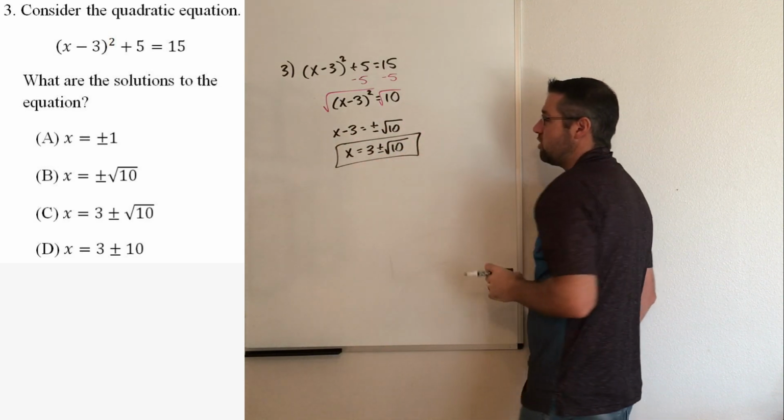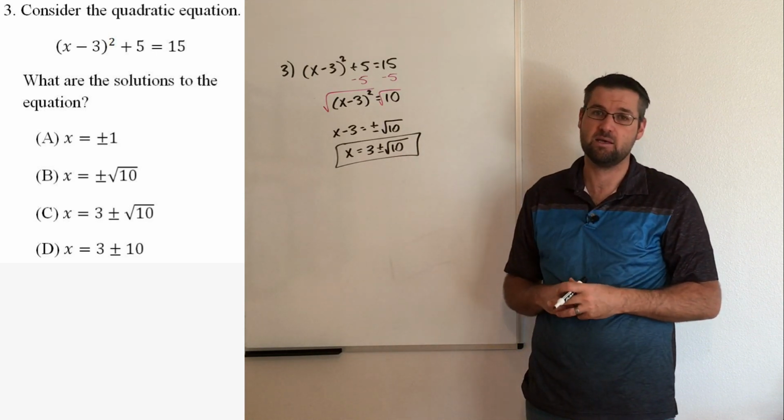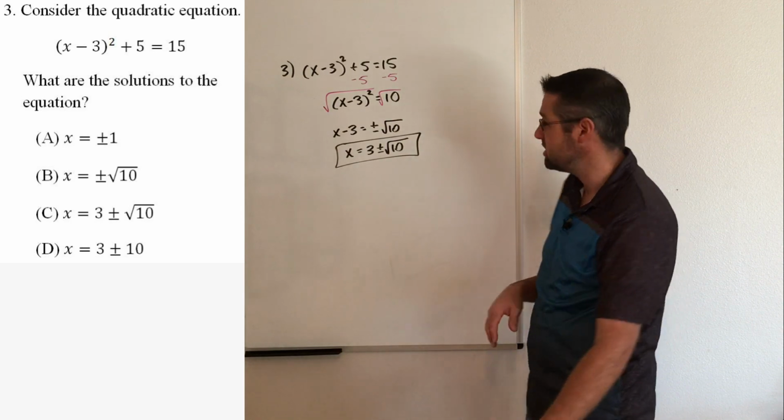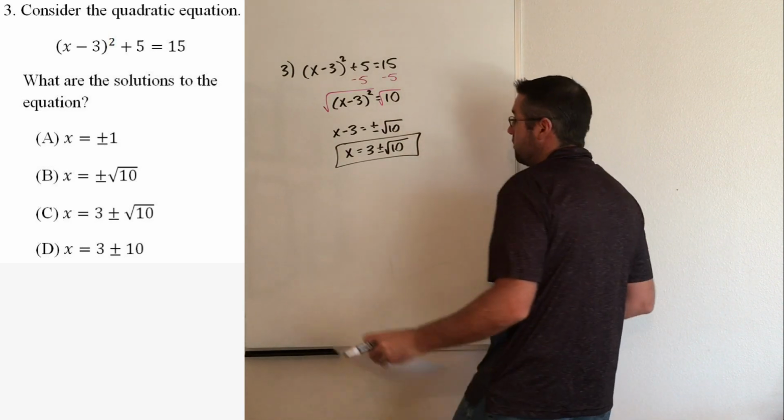So this is an indication: if you were to solve this by factoring, it wouldn't have factored because you have a radical in the answer. So you would have had to use the quadratic formula if you were going to expand this out and put it in standard form. So that answer was C there on the review.